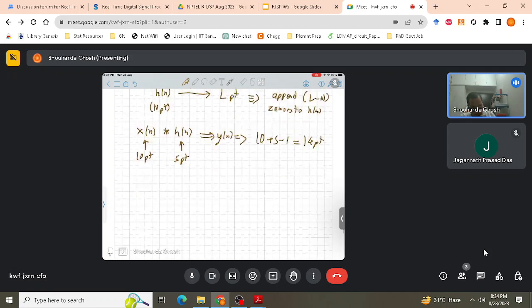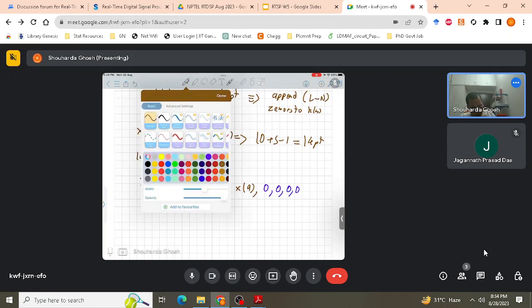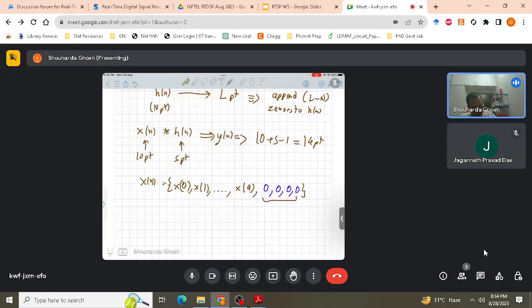So when you have xn, which is 10 points, from x of 0, x of 1 all the way till x of 9, what do you do? You now add 4 more zeros to it. This is called appending zeros, or zero padding.